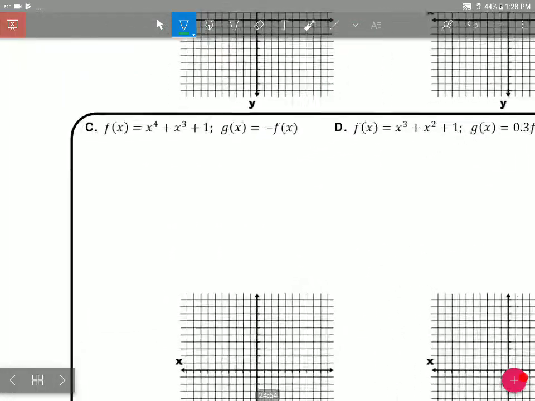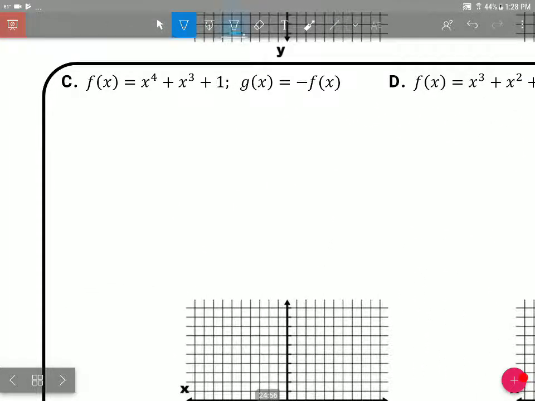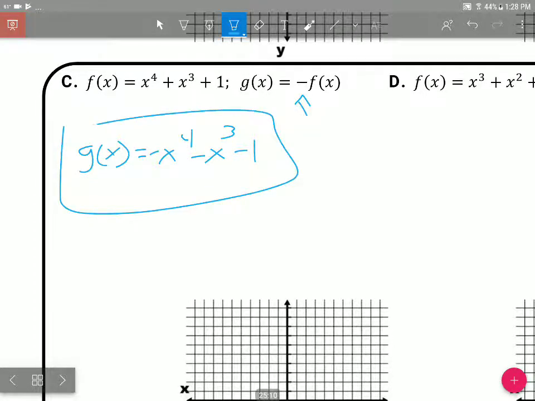All right, let's go down a little bit. Let's glance at letter C real fast. Okay, so this negative. Would I put it in place of x, or would I just put it on the outside? Put it on the outside. So honestly, we can just go g of x equals negative x to the 4th minus x cubed minus 1. There's no sense in rewriting that. You can just flip all the signs. Okay? Cool. I just multiplied all by negative.